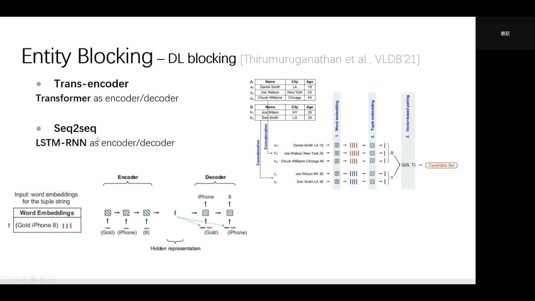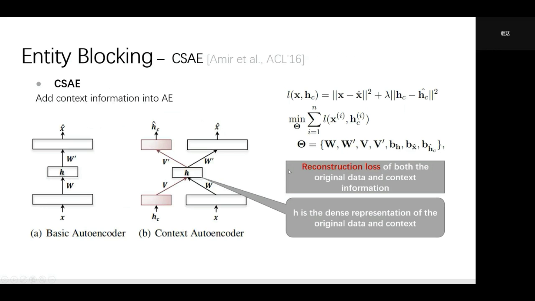The first one is the scale. There are also some methods to improve the autoencoder. So this CSAE is to add context information into the autoencoder, such as X is the original data and HC is the context information. The loss is the reconstruction loss of both the original data and the context information. So H is the dense representation of the original data and the context, and it's more powerful.